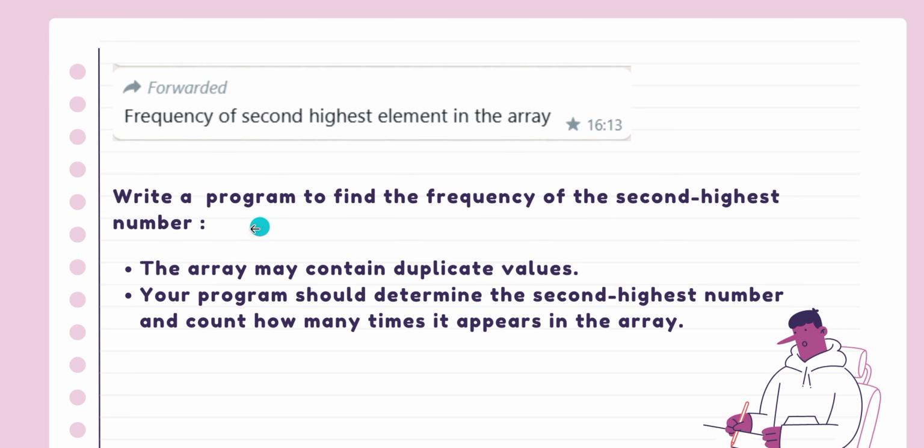Okay, here is the question. Write a program to find the frequency of second highest number. The array may contain duplicate elements and your program should determine the second highest number and count how many times it appears in the array. Let us find out what is the second highest element in the array, as well as let us find out the frequency of the element. That means how many times it has repeated in the array. Let us see the logic followed by the coding.